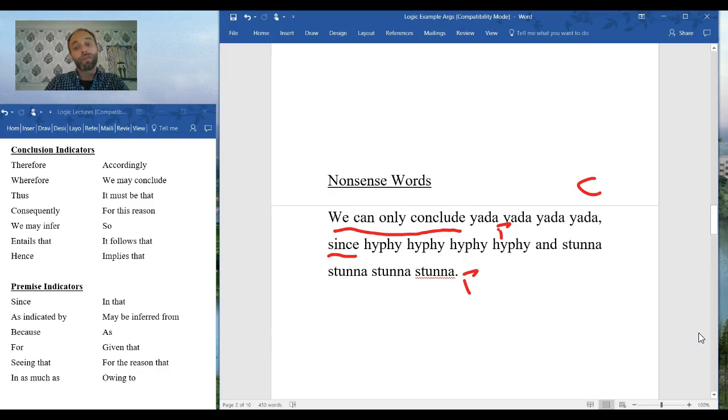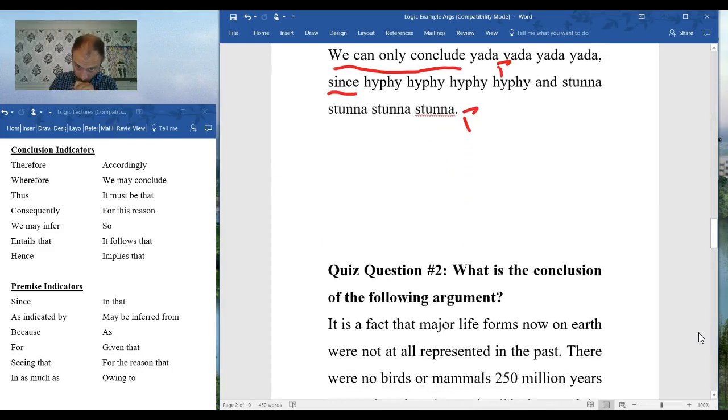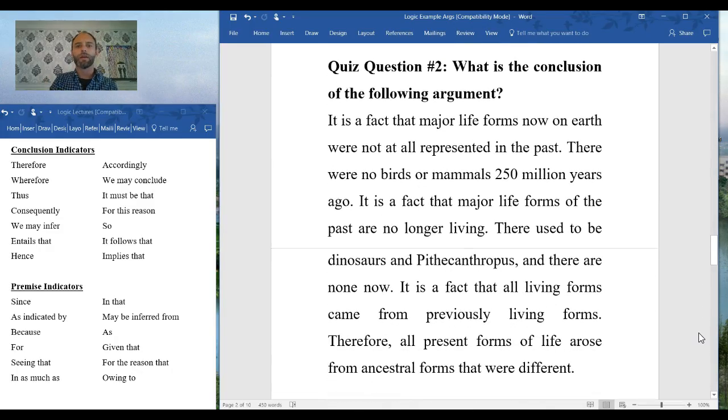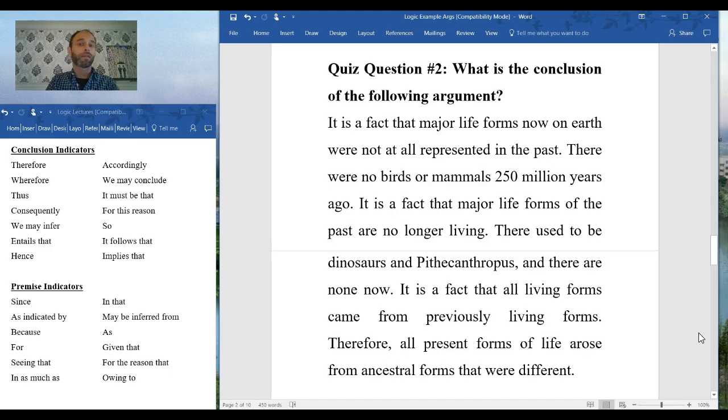So now you can use these indicator words even when you have nonsense words for premises and conclusions, but also if you have complex words as premises and conclusions, even some words that are difficult or that you might not understand. Keeping that in mind, let's look at quiz question number 2. So again, write the conclusion down of this argument, and when you open the quiz on Canvas, it will prompt you to select the answer that is the conclusion of quiz question number 2.